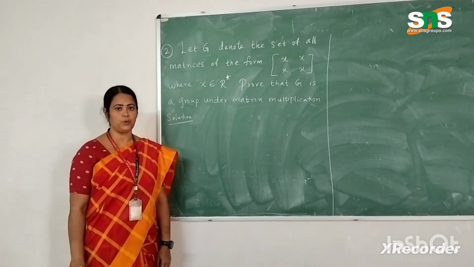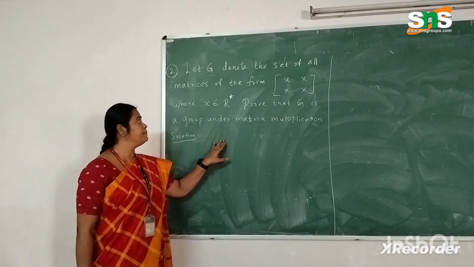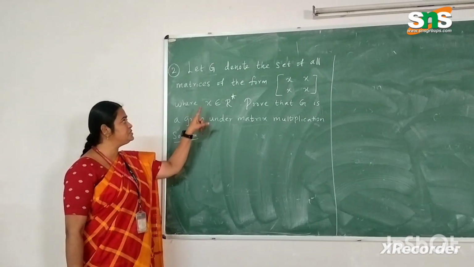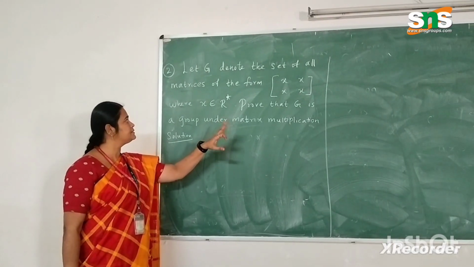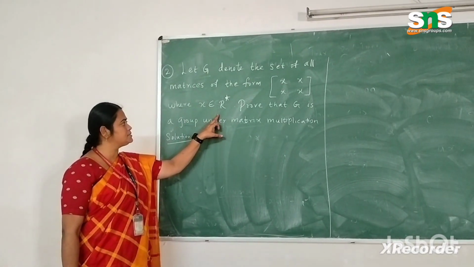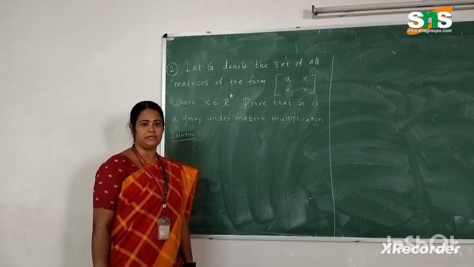Know the definition of groups and some examples. Today also we are going to see one example. So the question is: let G denote the set of all matrices of the form [x x; x x], where x belongs to R star. Now we are going to prove that G is a group under matrix multiplication.